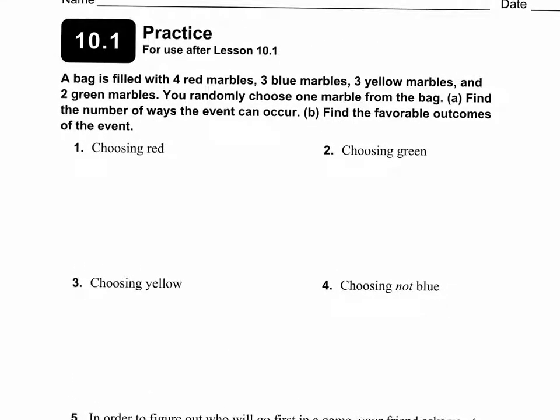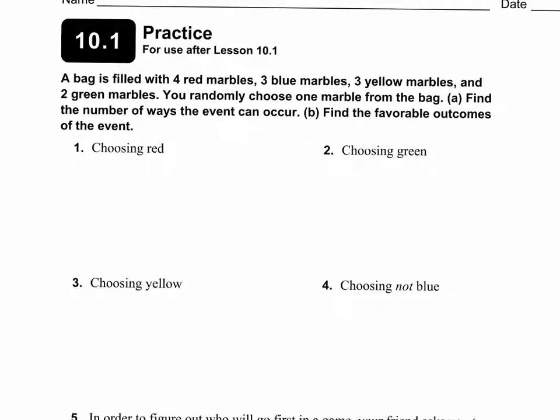A bag is filled with 4 red marbles, 3 blue marbles, 3 yellow marbles, and 2 green marbles. You randomly choose 1 marble from the bag. A, find the number of ways the event can occur. B, find the favorable outcomes of the event. So first we need to know the definitions of outcomes and events.